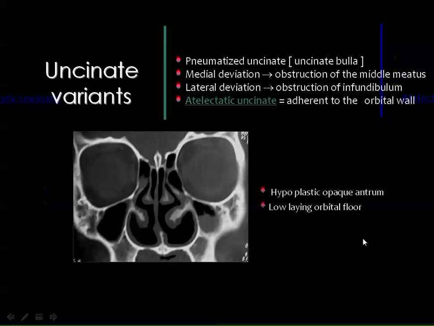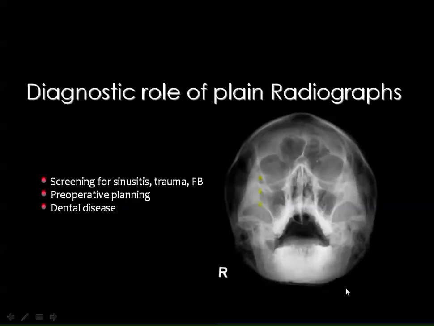Then we have an abnormality which is related to the uncinate process, is known as atelectatic uncinate. And this atelectatic uncinate is adherent to the inferior orbital wall, leading to obstruction of the related maxillary sinus, and this will result in the sinus being relatively smaller, it will be opaque, and also the orbital floor will be low-lying or bulging towards the uncinate process.